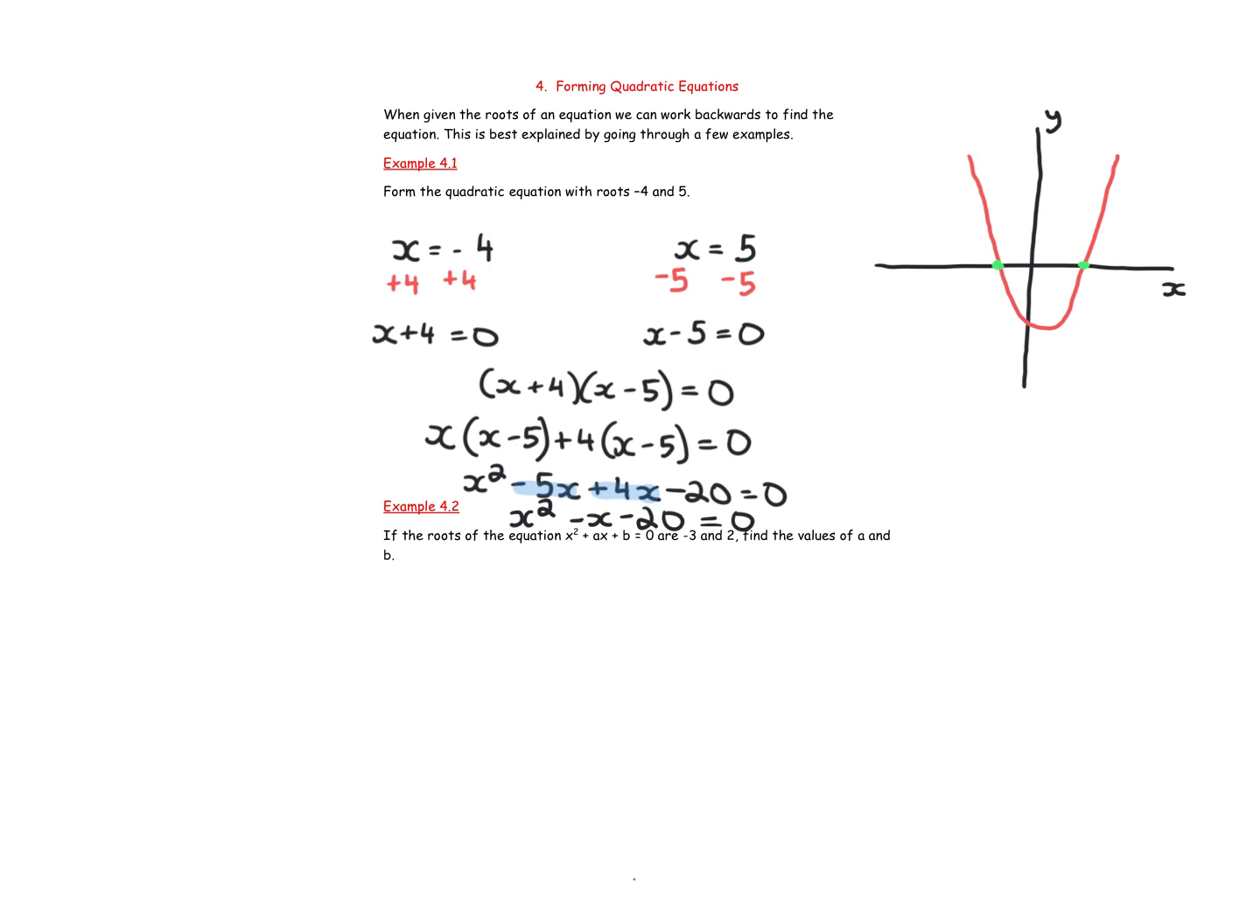In example 4.2, it says if the roots of the quadratic equation x squared plus ax plus b is equal to 0 are -3 and 2, find the values of a and b. This question we do exactly like we did the last question. Again, it's the roots of the quadratic we're looking at here, and the roots are where the graph crosses the x-axis. Here, the graph crosses the x-axis at x equal to -3 and x equal to 2.